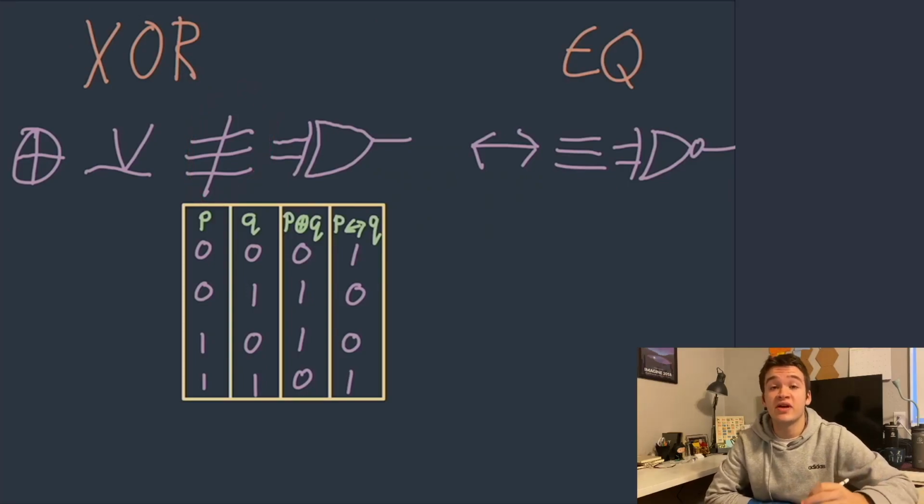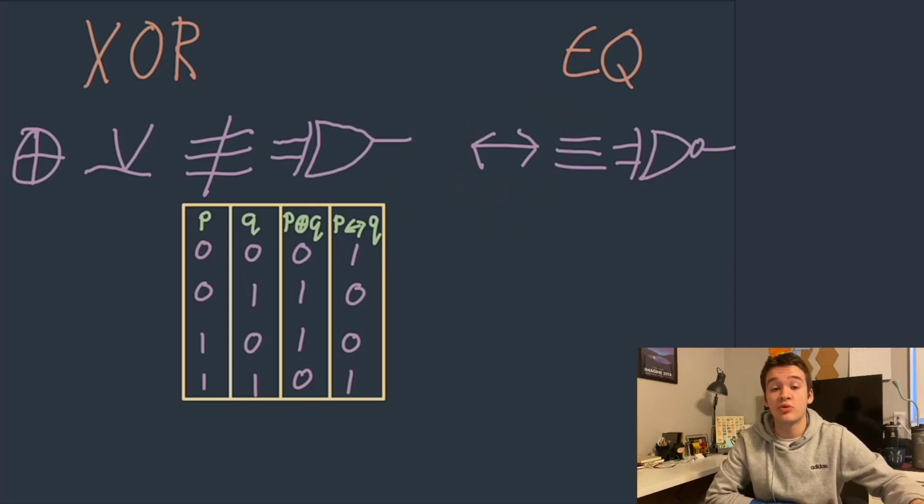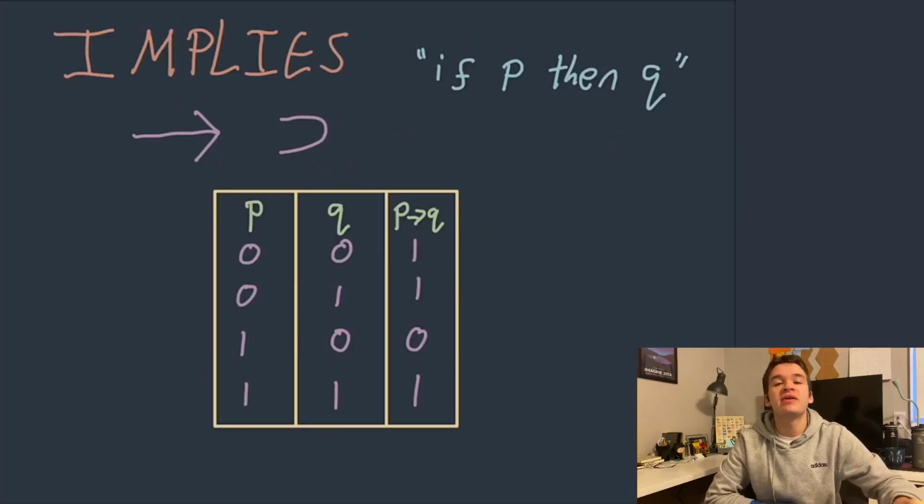The opposite of XOR also has its own symbol right here, and it is called a biconditional, or equals. And that does exactly what it sounds like as well, and outputs true if both of the operands are equal to one another. Now the final Boolean algebra operator, and probably the most complicated to explain, is implies.